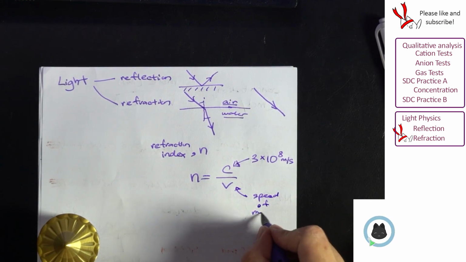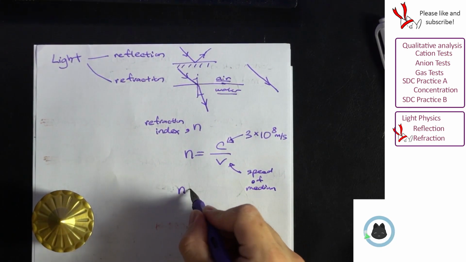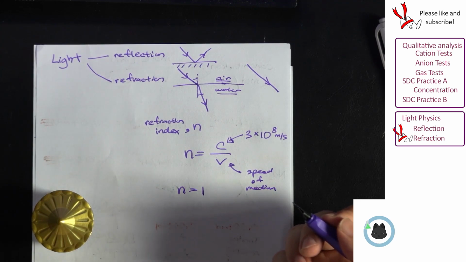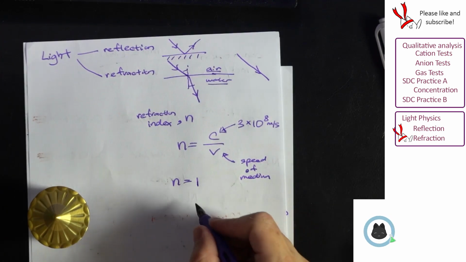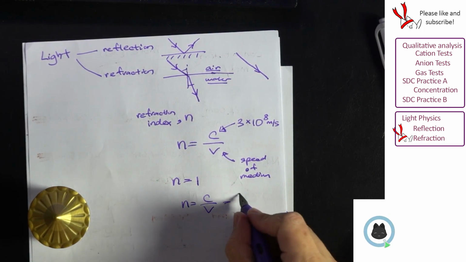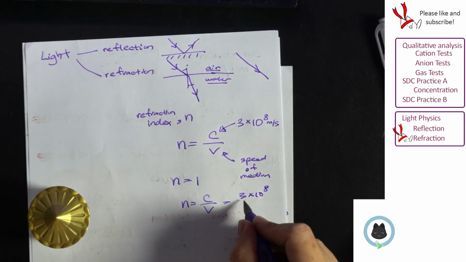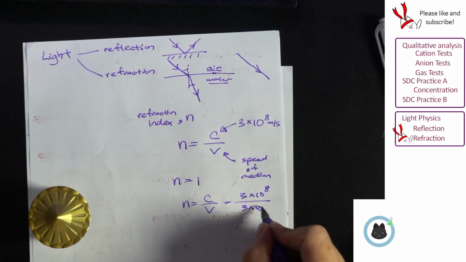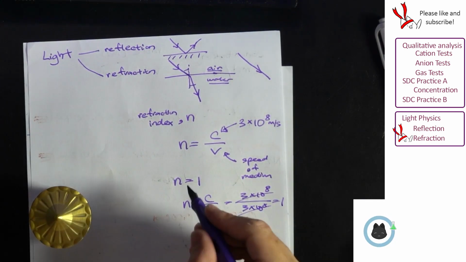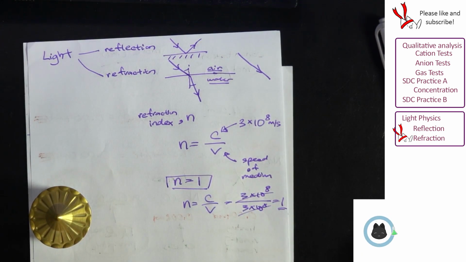So in this case, can you understand that if n equals 1, it means that it's traveling at the speed of light? Why? Because n equals c over v. If c is 3 times 10 to the power of 8, in order to equal 1, the bottom must also be 3 times 10 to the power of 8. Then you cancel, equals 1. So when n equals 1, it means the object is traveling at the speed of light.